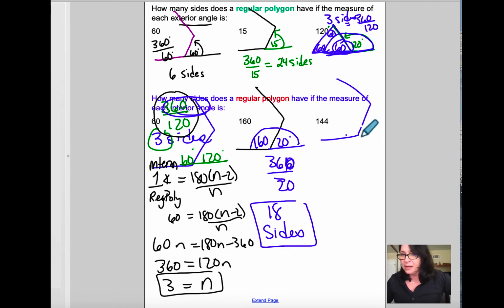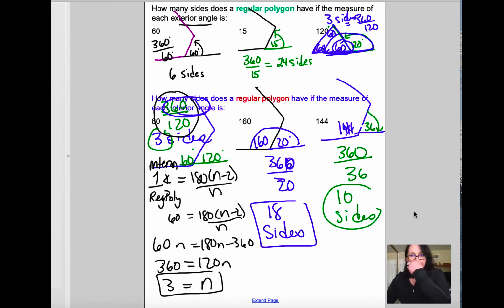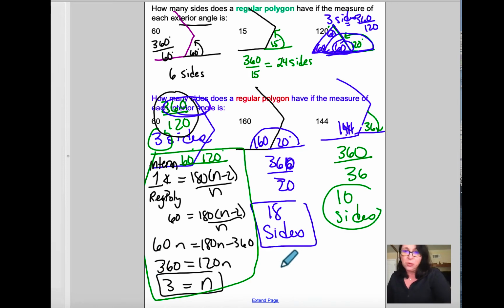Here we go. And so this is 144. It's just not writing. And so that means my outside angle, my exterior angle, is 36, because 180 minus 144 is 36. So I would go 360 degrees divided by 36. I'm going to get 10 sides for this problem, because all I had to do was divide, instead of using this formula, which absolutely I could have used, but the other one is just so much quicker.